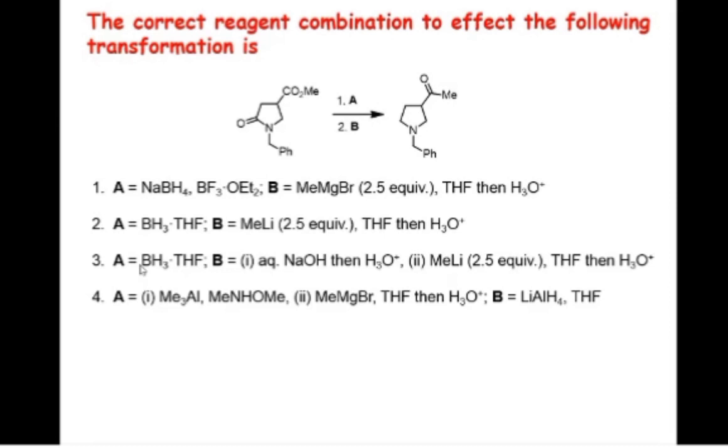Here, reaction of a carboxylic acid with two equivalents of methyl lithium gives the corresponding ketone. And this question was recently asked in the examination. That's why I have given this particular transformation.